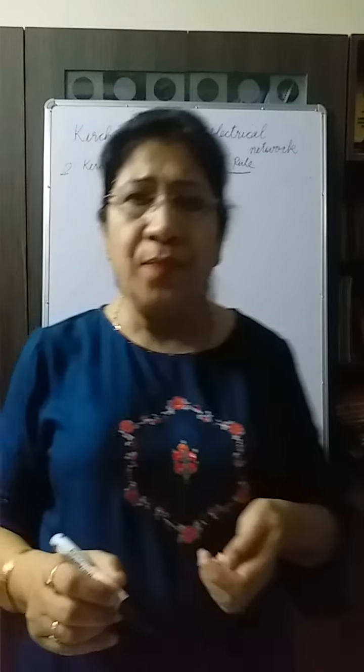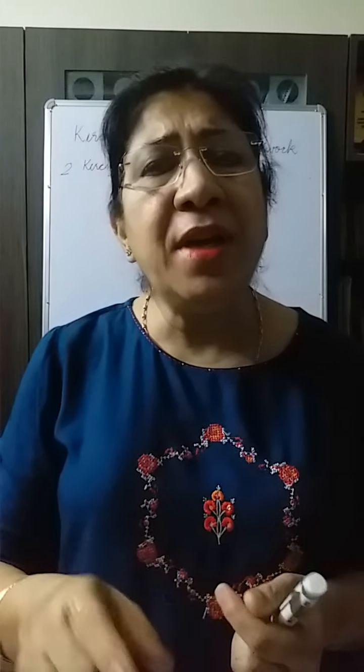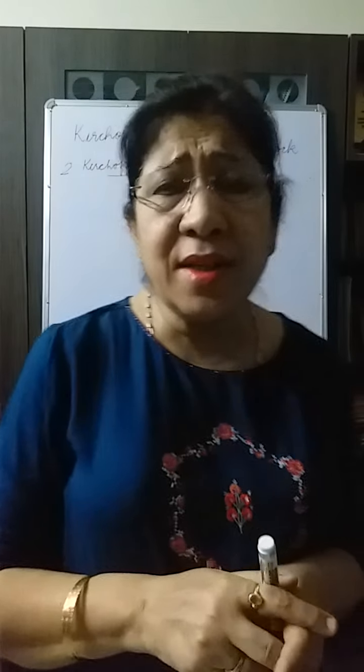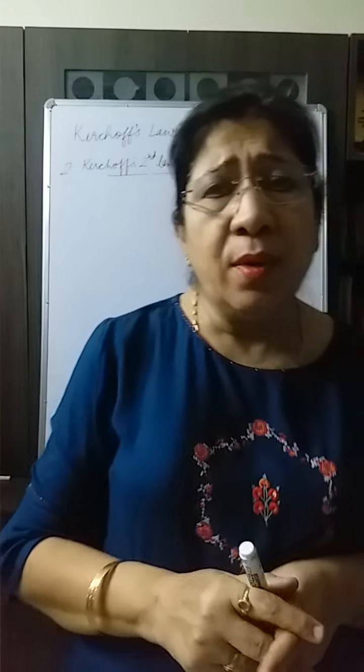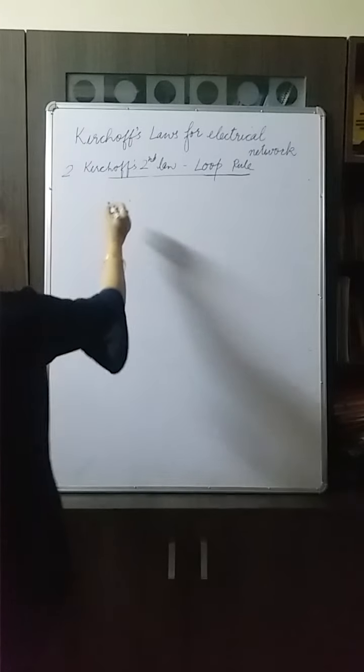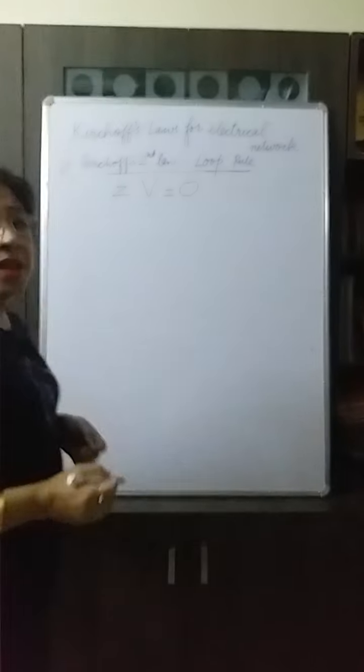Kirchhoff's second law is also called the loop rule. It is for potential differences. This law is taken for a closed loop in any electrical circuit. The loop should be a closed one. And after we select a loop, we can state the law. The law states that the sum of the potential differences in a closed loop is equal to 0. Mathematically, we can state it as the summation of all the potential differences in a closed loop is 0.